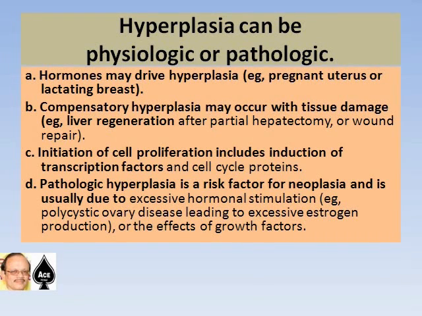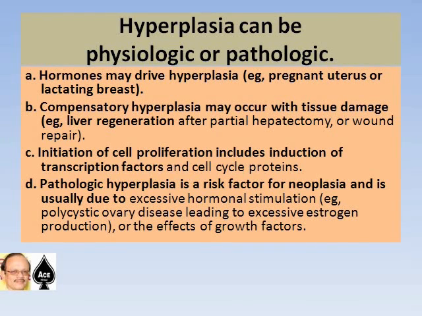Hyperplasia can be physiologic or pathologic. Hormones may drive hyperplasia, like pregnant uterus or lactating breast. Compensatory hyperplasia may occur with tissue damage, like liver regeneration after partial hepatectomy or wound repair.